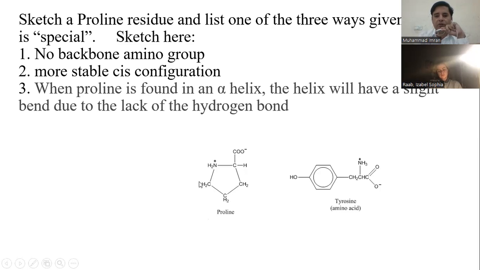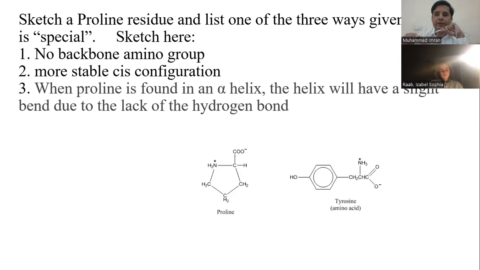There is no backbone amino group, because this amino group has attachment with this methyl group. So the amino group is converted into an imino group. That's why proline is an imino acid, not an amino acid. And this imino acid is used to produce a kink in a protein.